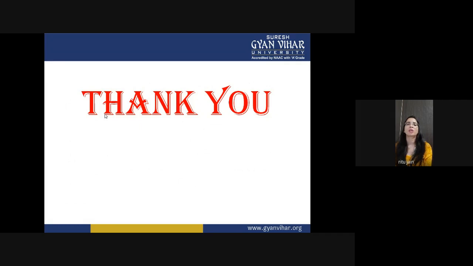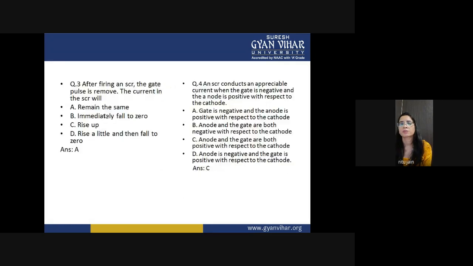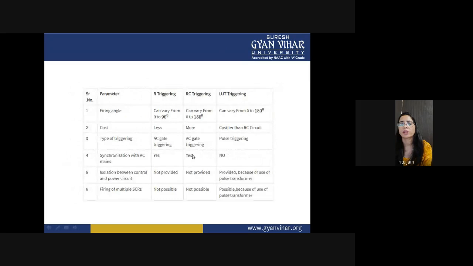We have already compared R and RC triggering based on the circuit you are using. The triggering angle or delay angle is 0 to 90 degrees in R triggering, and in RC triggering it is 0 to 180 degrees. So we have already compared the different triggerings, which is over here.